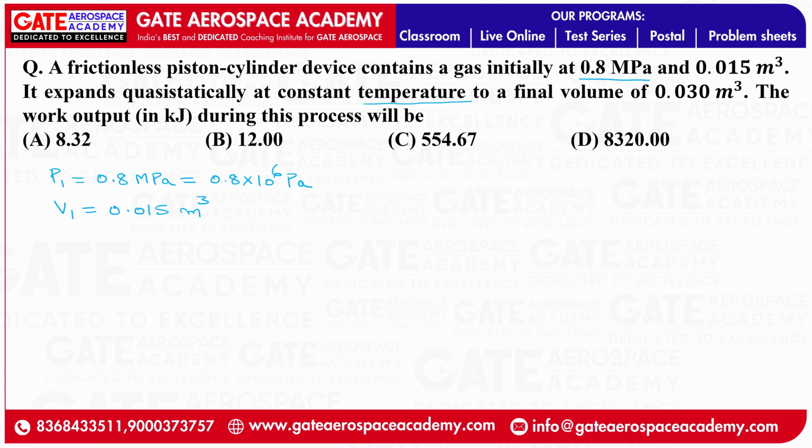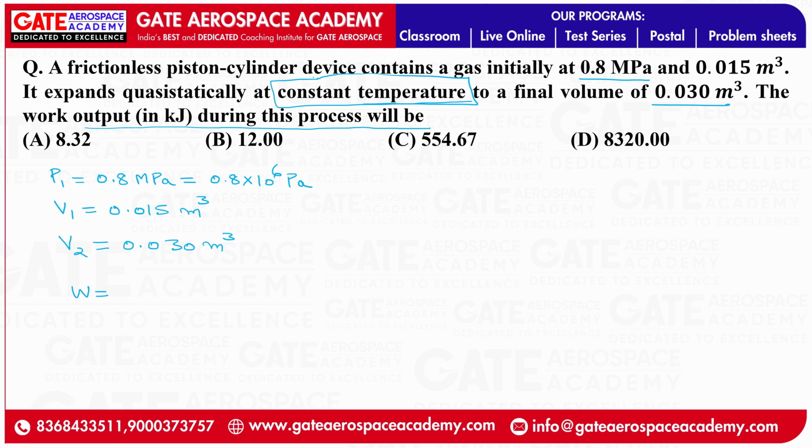It expands quasi-statically at constant temperature. Again constant temperature, so isothermal process it is, to a final volume of this much. So final volume is also given. V2 is given, 0.030 meter cube. Correct? The work output in kilojoule during this process will be. So we have to find out work done for constant temperature process.